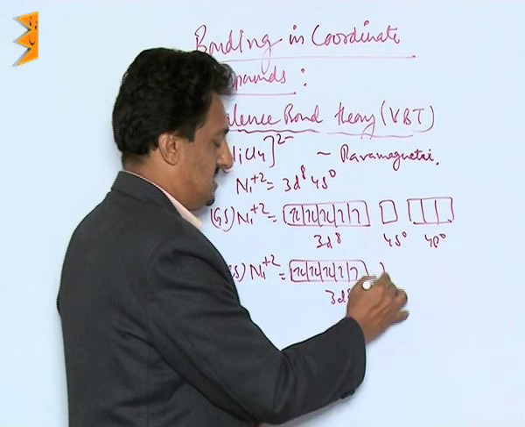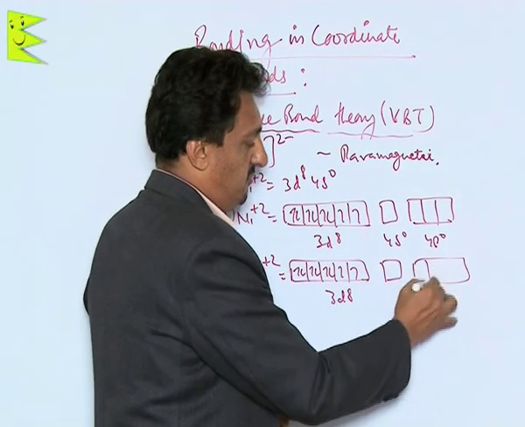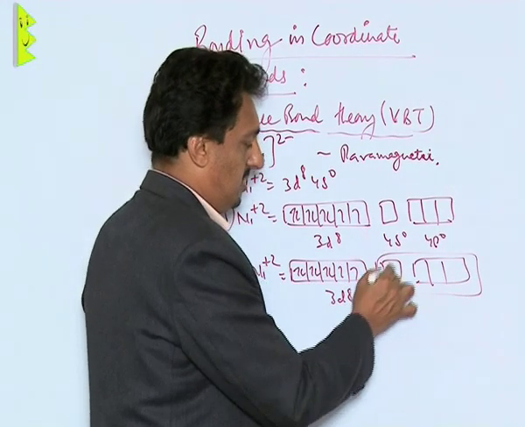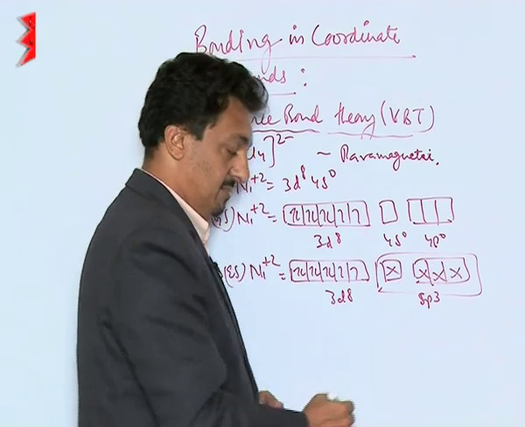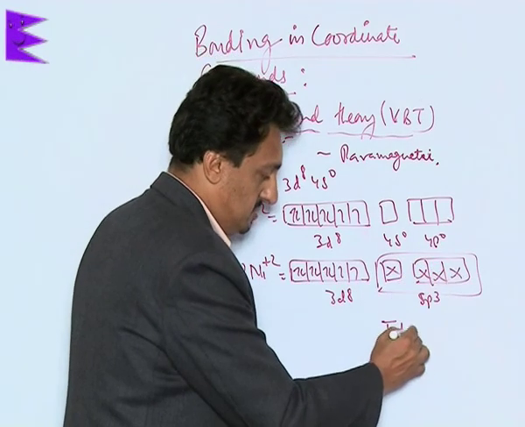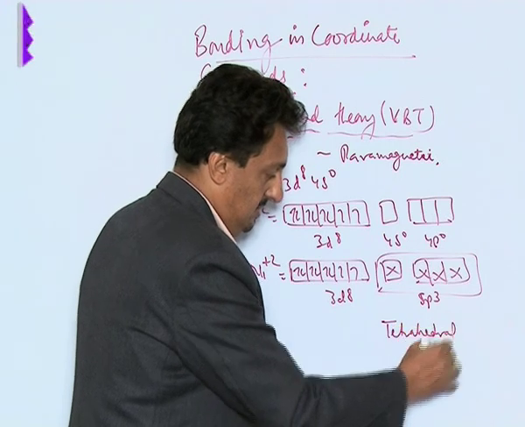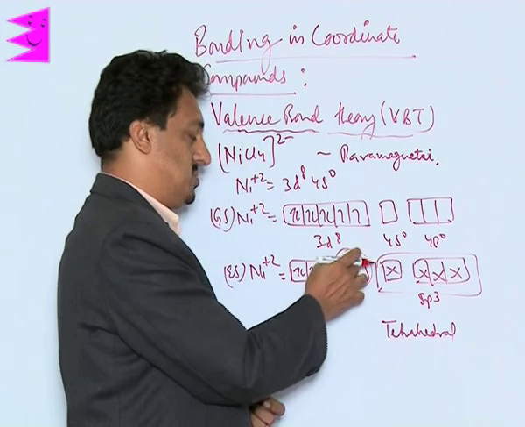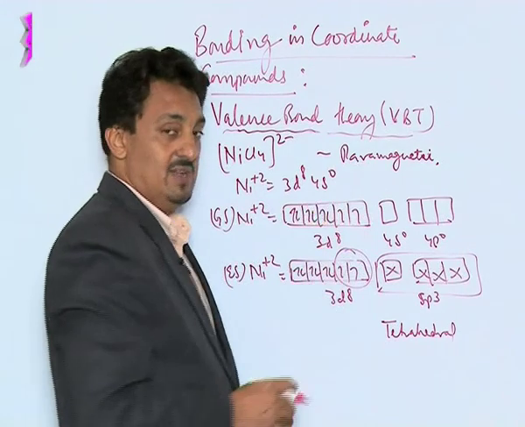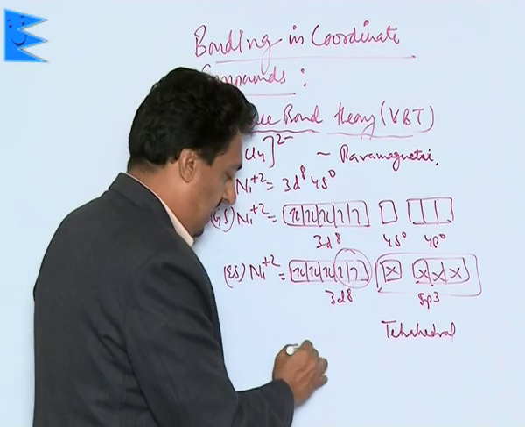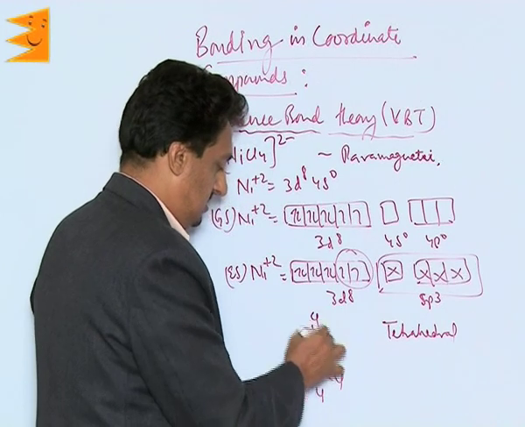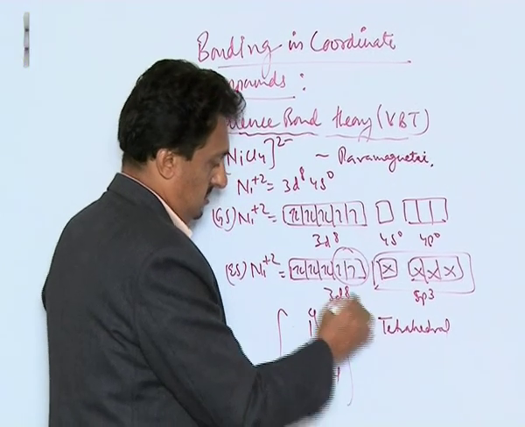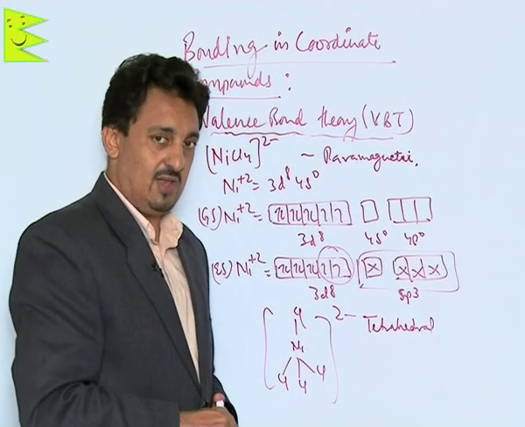This 3d8 remains as such. They combine to form sp3 hybridized orbitals, and with the 4 chlorides they get accommodated. So this complex will be tetrahedral. Since it has 2 unpaired electrons, it exactly correlates with the magnetic moment data. It will be paramagnetic, and we are having this kind of an arrangement of this complex. So this is what we have, tetrachloridonickelate(II).